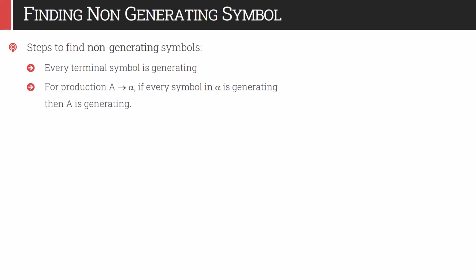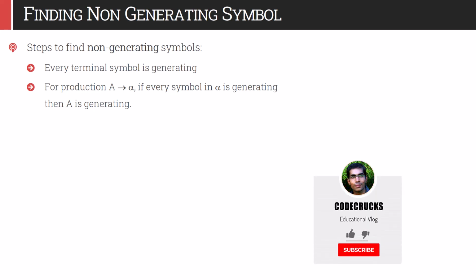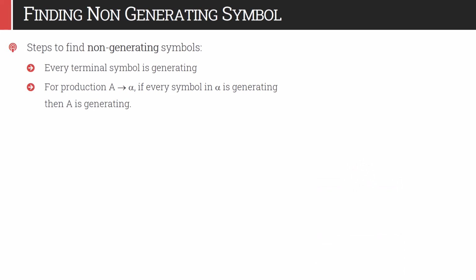Algorithm for finding non-generating symbols. As a first step, every terminal symbol is generating because terminal symbols are strings themselves. So all the terminal symbols are generating. For every production A derives alpha, if every symbol in alpha is generating, then A is generating. That is very obvious, since alpha is a collection of symbols, and if all symbols are terminal, then alpha is a string itself. Hence the symbol capital A would also be generating because capital A is able to derive some string.